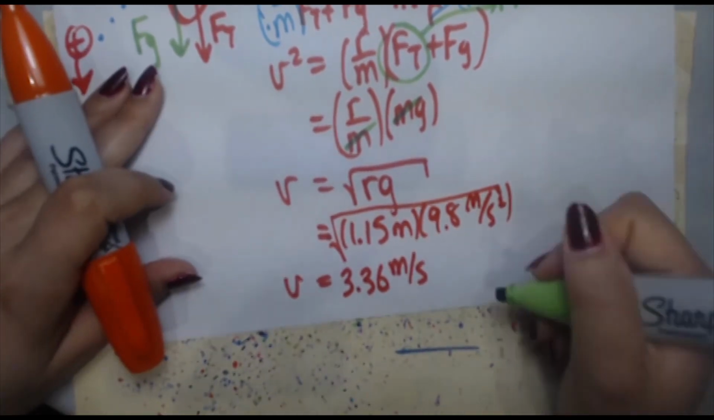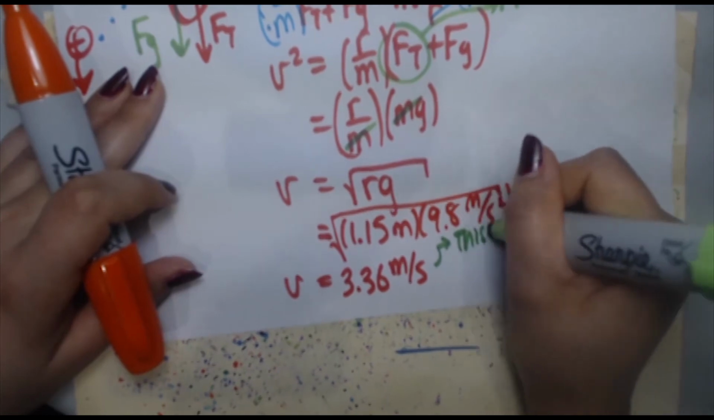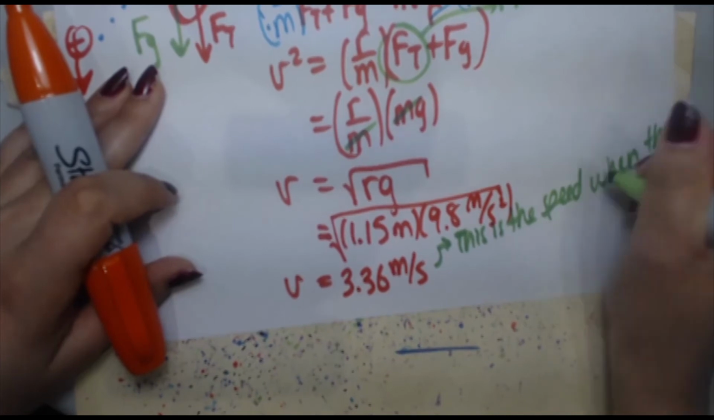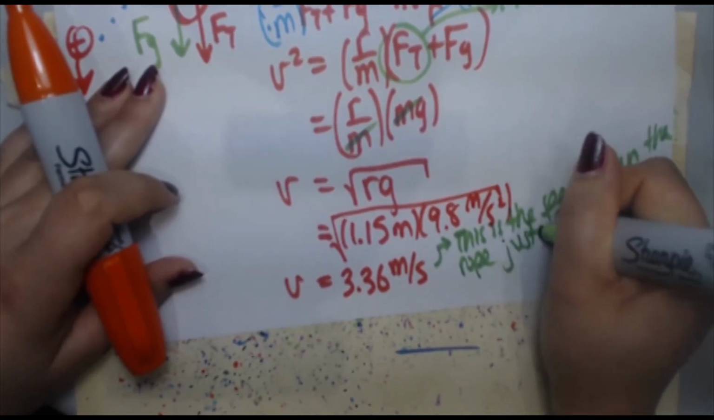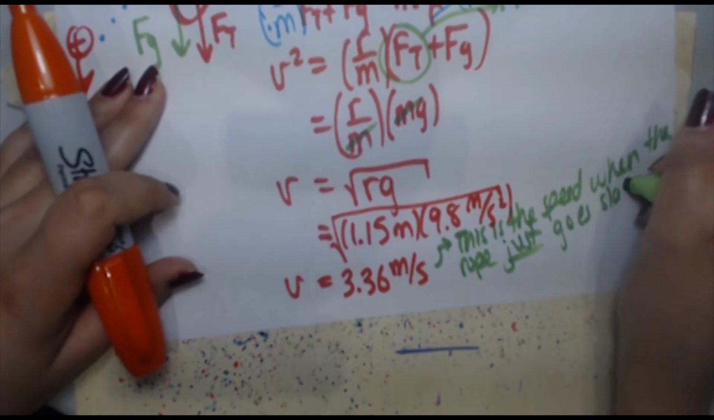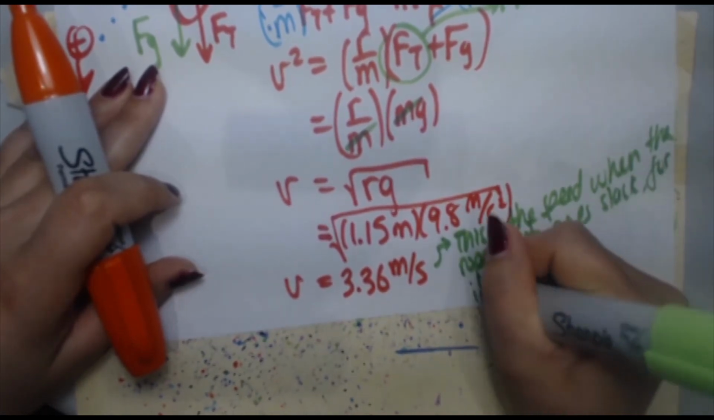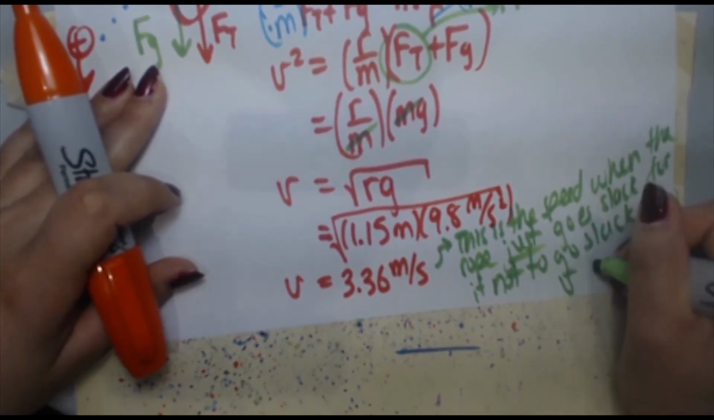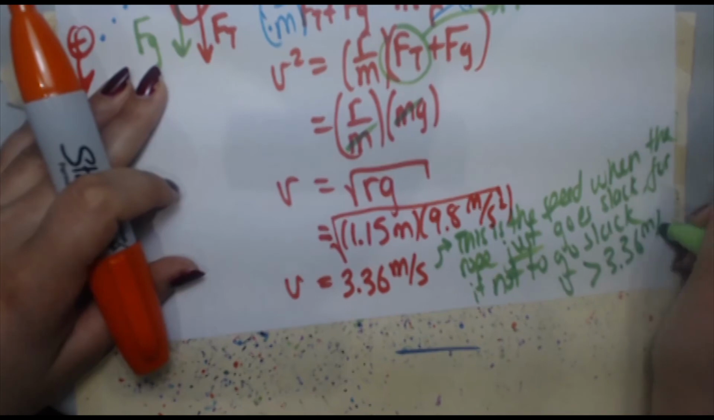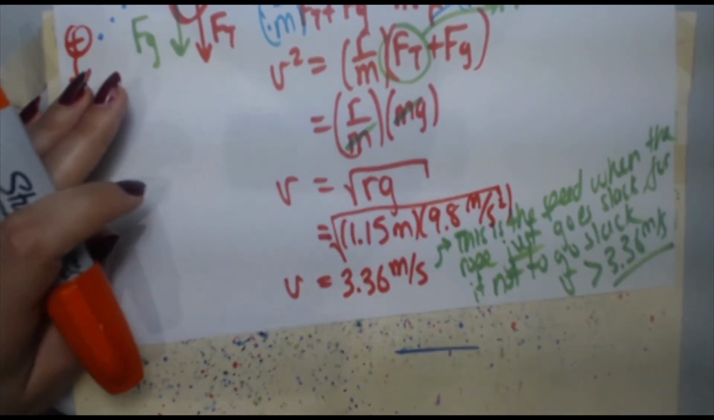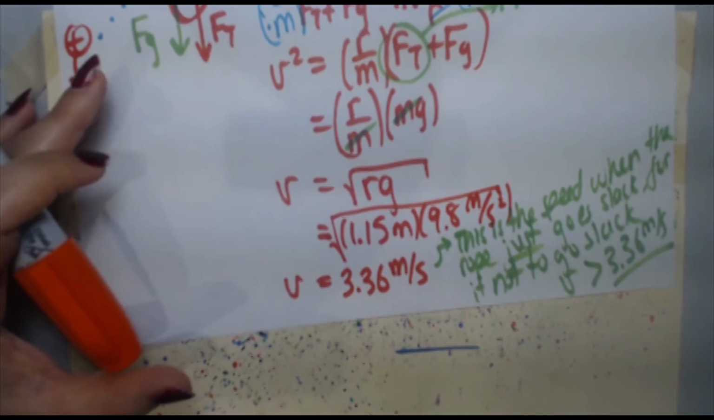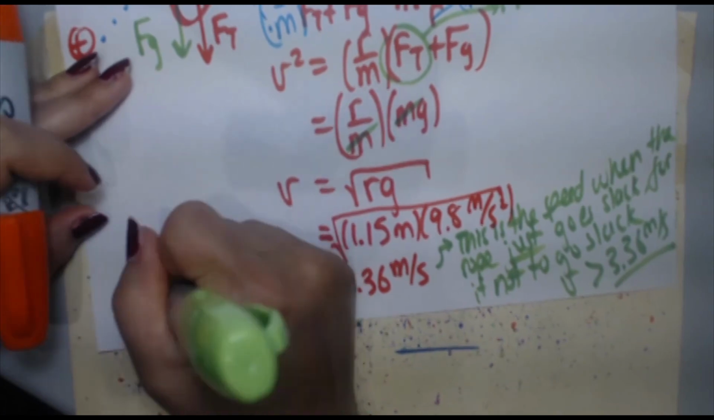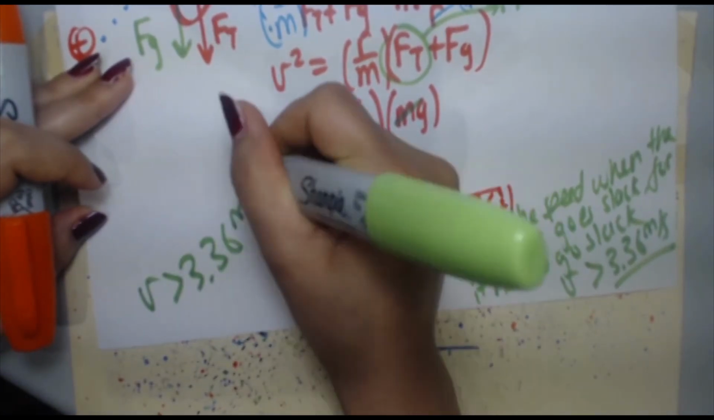So because this is the speed when the rope just goes slack, for it not to go slack, your speed has to be greater than 3.36 meters per second. And that's your final answer. So if your speed is 3.361, it's not going to go slack because it's greater. So there is your answer for part B. v is greater than 3.36 meters per second.